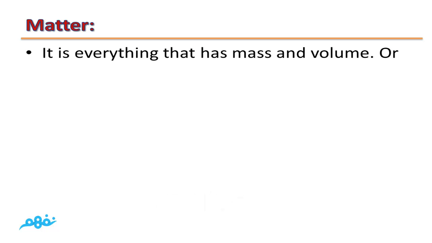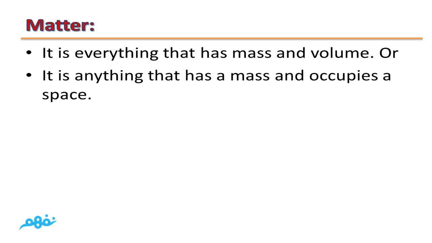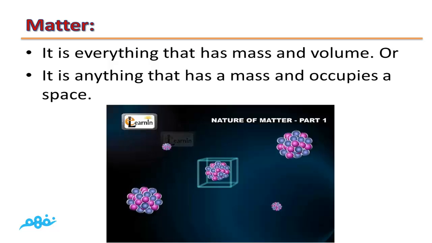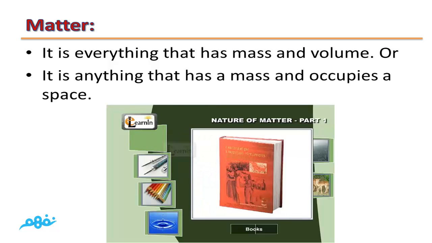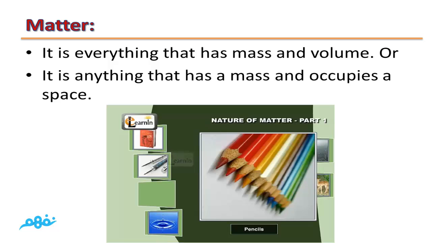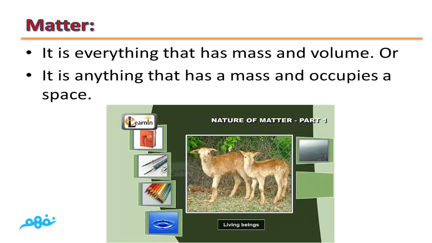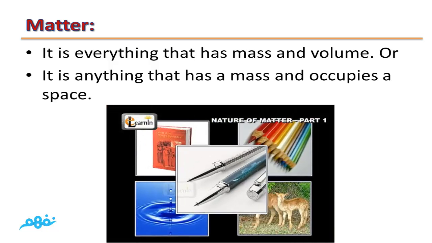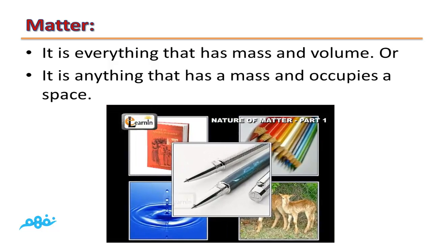Matter is everything that has mass and volume. Or we have another definition: it is anything that has a mass and occupies a space. The phrase "occupies a space" is the definition for volume, so the two definitions are the same. As you can see, everything around us is matter: books, pens, pencils, water, air, even living beings, because they have mass and they have volume.